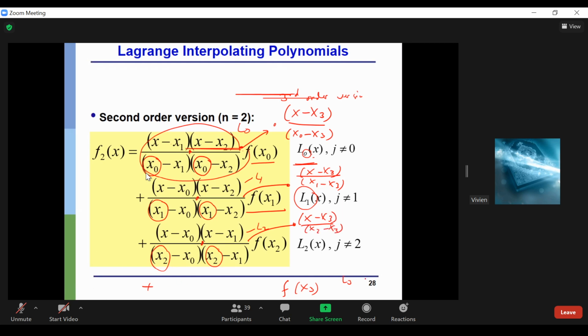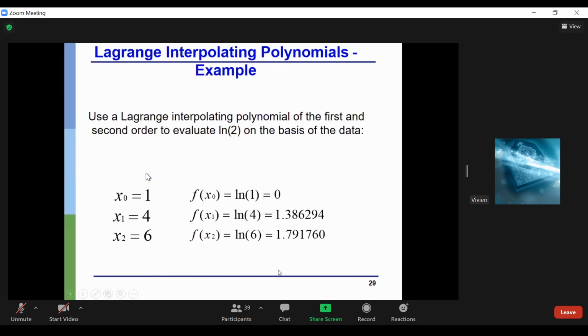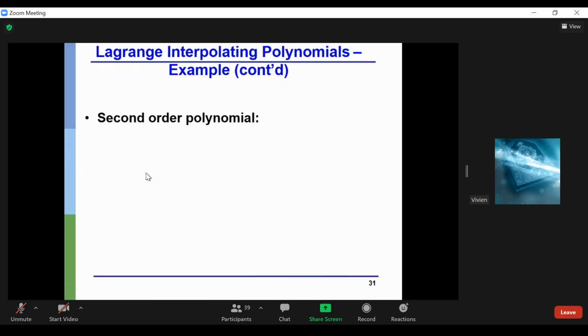What about the L3 value? L3 will be (x minus x0) over (x3 minus x0), multiplied by (x minus x1) over (x3 minus x1), times (x minus x2) over (x3 minus x2). Okay, so it's easy as that. So this will be L3. You see the pattern, yeah? And you can read the example here.